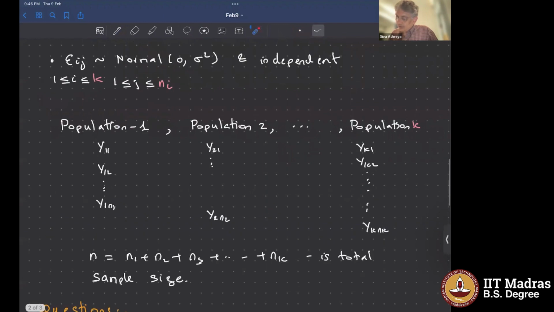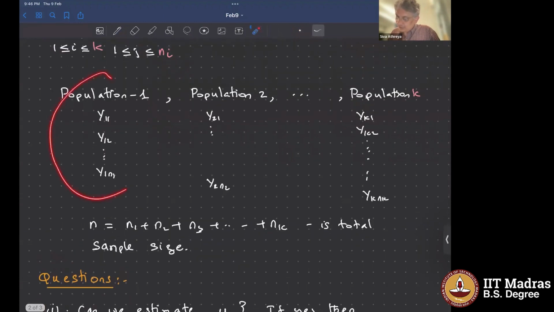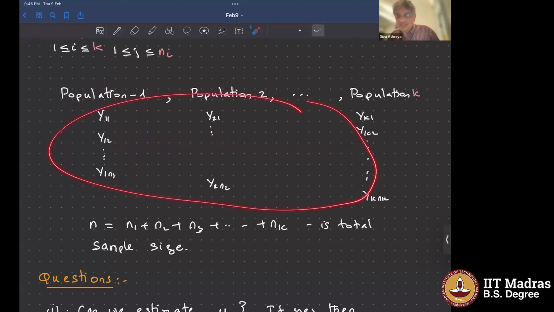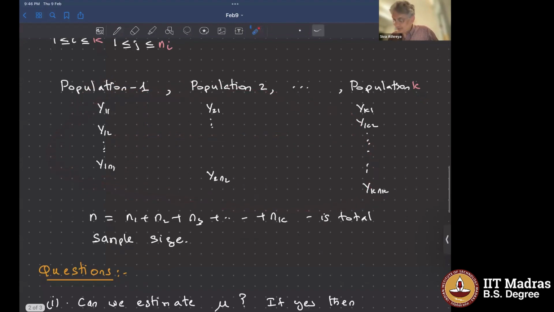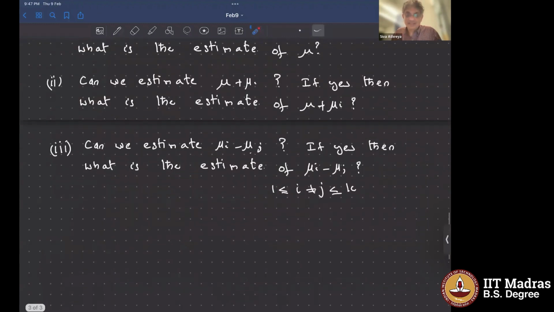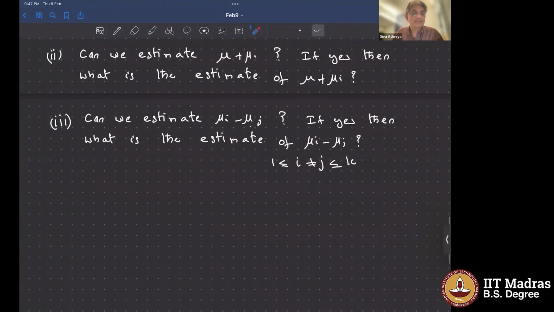So now I have k populations, and I can understand many things in these populations. One is, how does the population vary within a group? How does the population vary across groups? And what is the overall variation as well? So there are three things one can consider in this data set. So let's define these statistics you may have seen in your earlier classes.